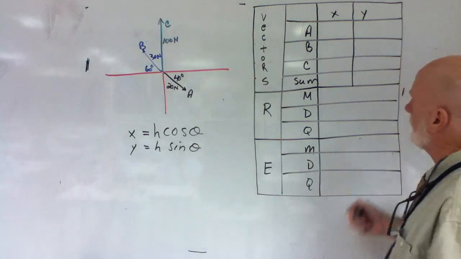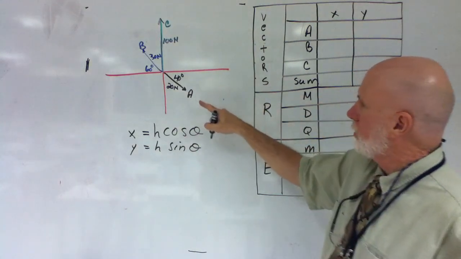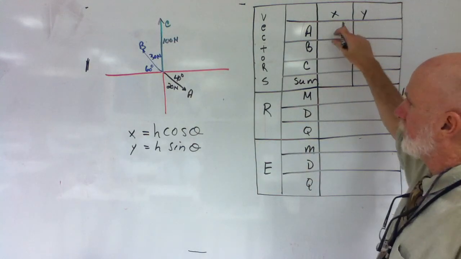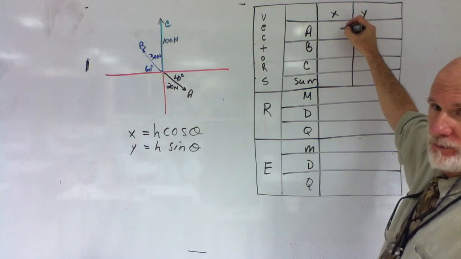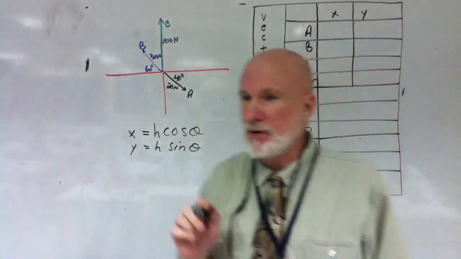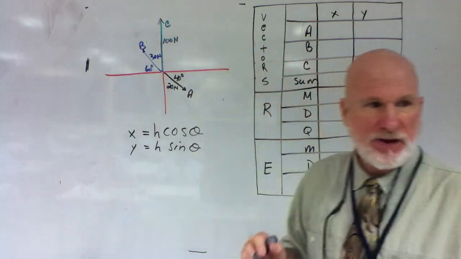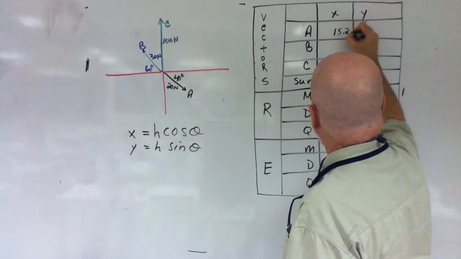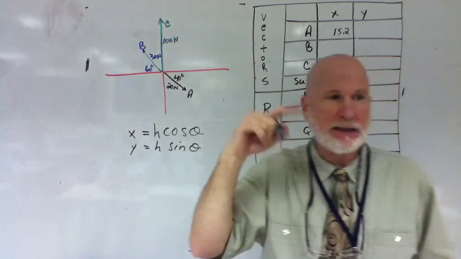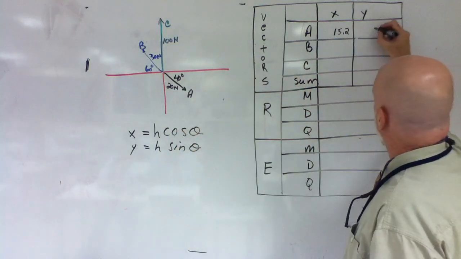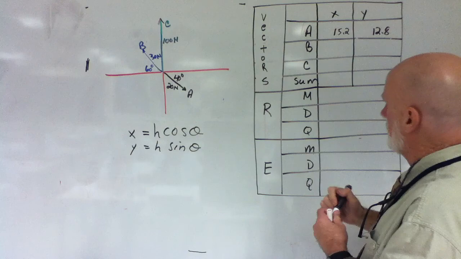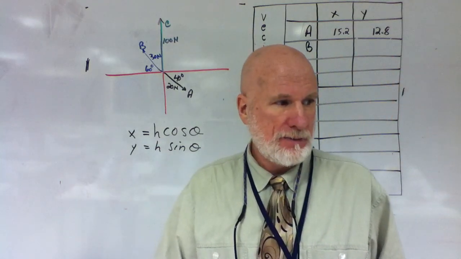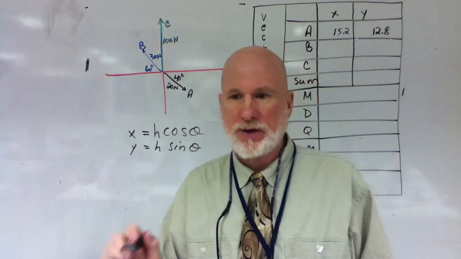Okay, so let's do it. All right, A, right here. So what is 20 cosine 40? 15.32. All right, we need three significant figures. Okay, 15.2. Is that right? Okay, so 15.2. And what is 20 sine 40? 12.8. Okay. We're going to go back and do the signs. Is that okay? Because the signs are really important to focus on.